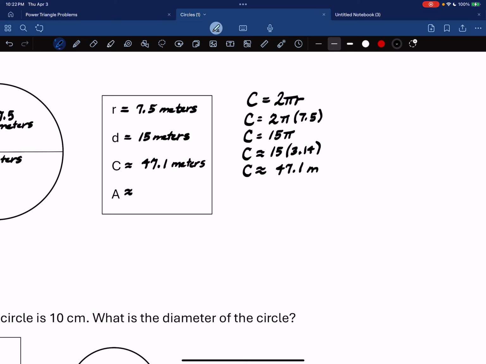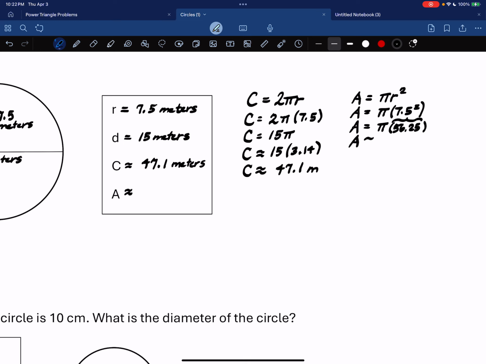And then the area is going to be pi times radius squared. So area is pi times 7.5 to the second power. Be careful there. Just make sure that you do that correctly. 7.5 times 7.5 is 56.25.